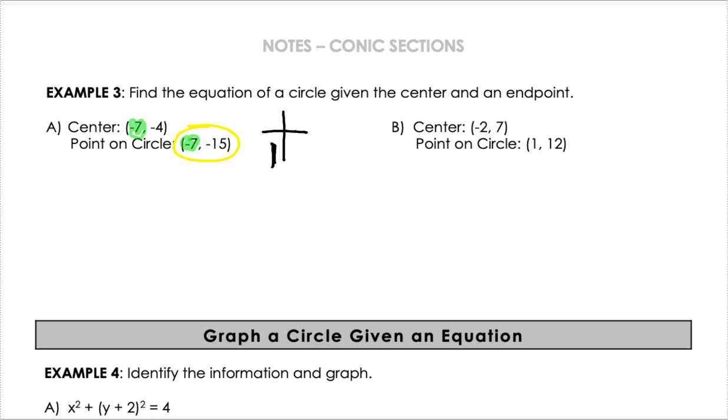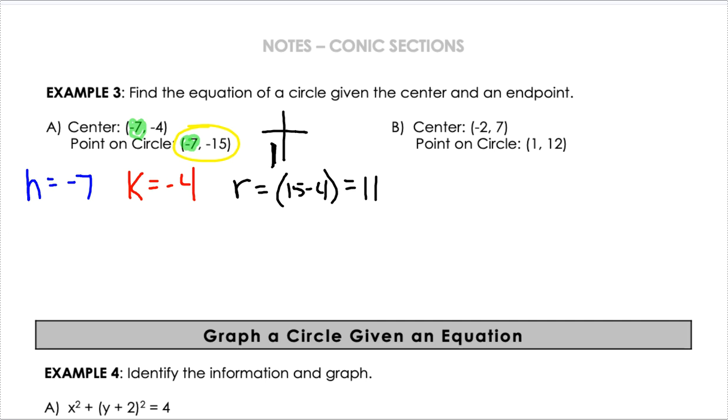We know that our center is at h equals negative 7, and k equals negative 4. And then, like we were talking about, to find our radius, we're really just finding that distance between negative 15 and negative 4. So I'm going to do 15 minus 4 to figure out that distance and get a radius of 11. So now I have all my key parts again, and I can write my equation.